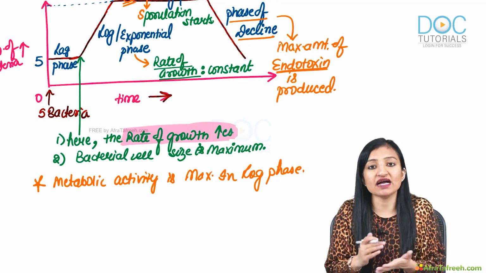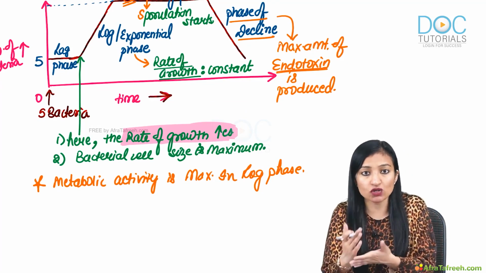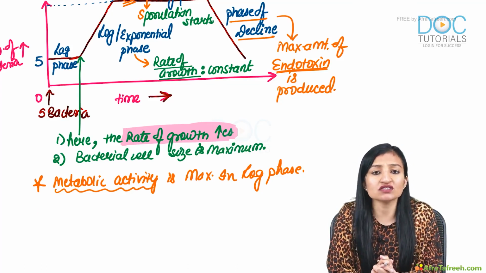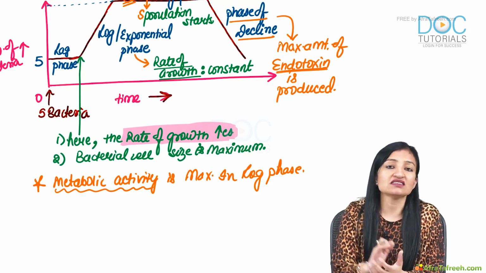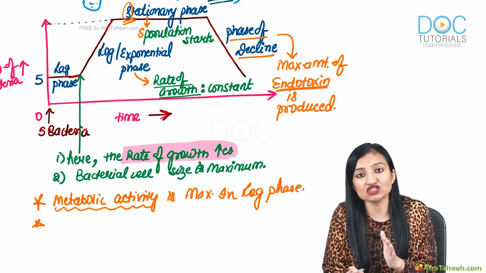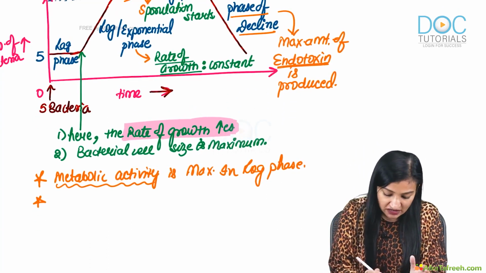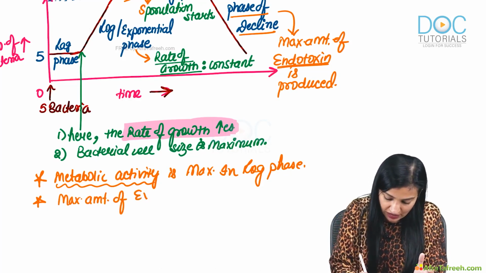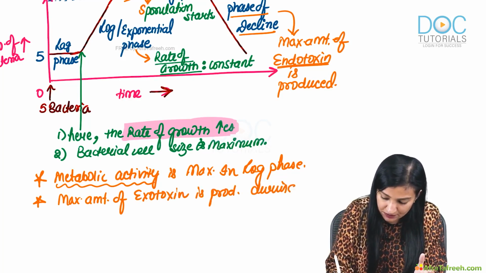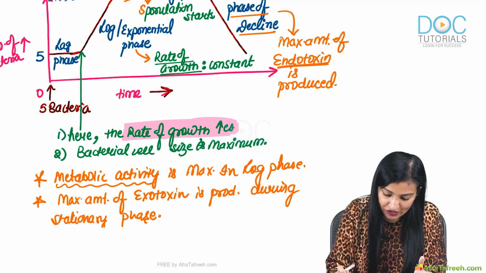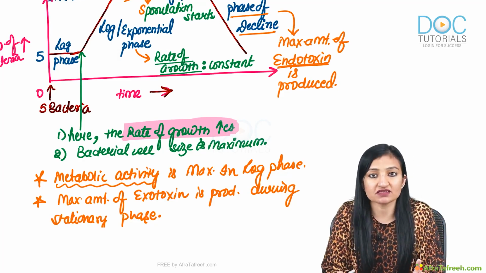Okay, this can explain that the maximum amount of exotoxin, which is also a protein and hence a result of metabolic activity, should be produced in the log phase. This is as per the latest articles, but most of the standard textbooks stick to the stationary phase as the answer. Okay, so let us stick by the books only. So the maximum amount of exotoxin is produced during the stationary phase. Alright, it is produced during the stationary phase.